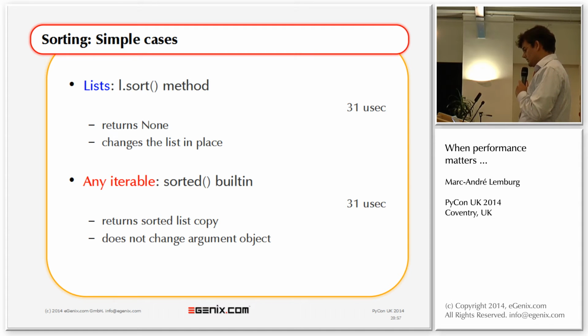The difference here is that the sort method actually does an in-place operation. So it changes the list that you're working on, whereas the sorted built-in creates a list copy of what you want to sort. Now, the great thing about sorted is that it takes just an iterator as input. So you can put in anything that you can iterate over, whereas with the sort method that you have on list, you can only operate on lists, of course.